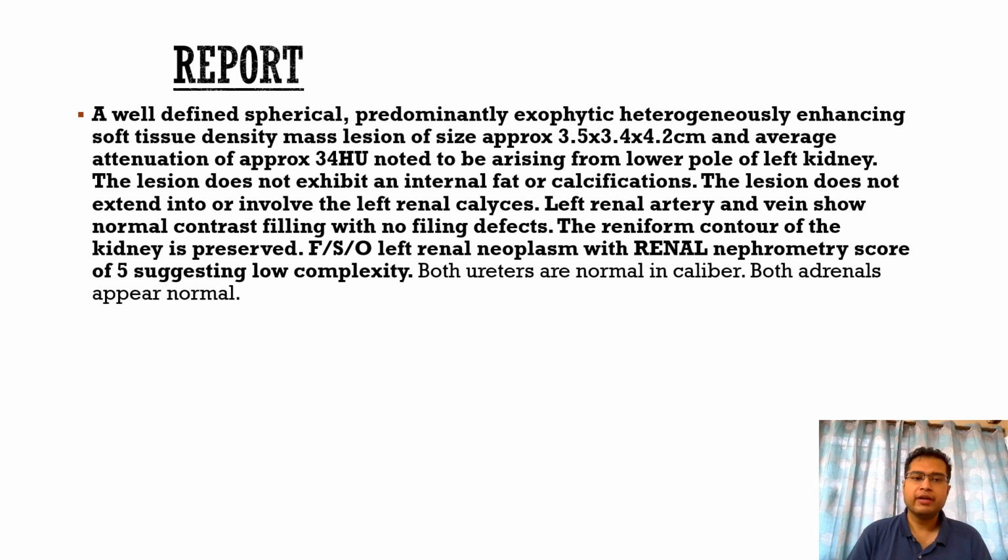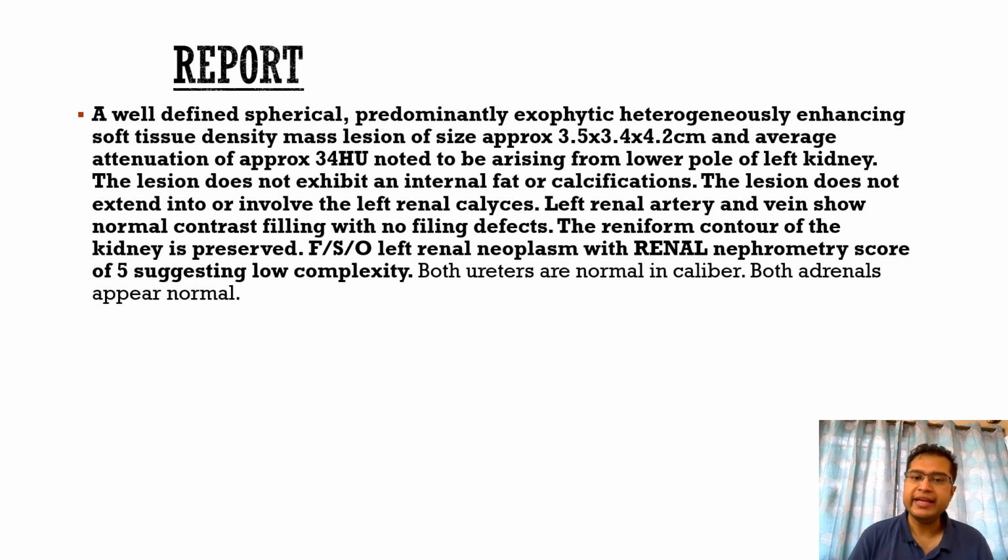And this is the report that I had given. The well-defined, spherical, predominantly exophytic, heterogeneously enhancing soft tissue density mass lesion of size approx 3.5 x 3.4 x 4.2 centimeter. The size is very important here because in renal nephrometry score, the diameter is one of the criteria to score it. Average attenuation was 34 HU, and it was arising from the lower pole of the left kidney.